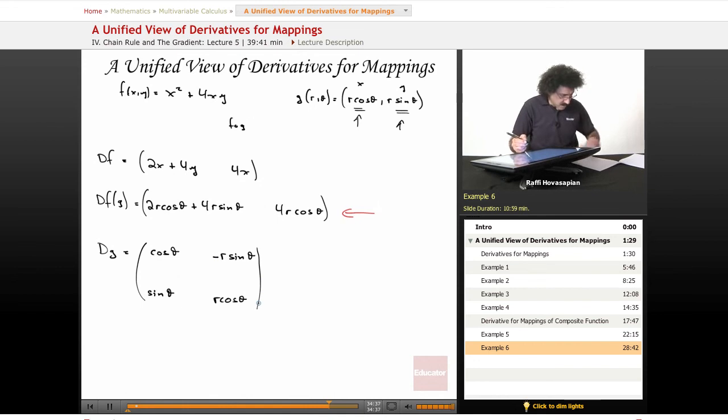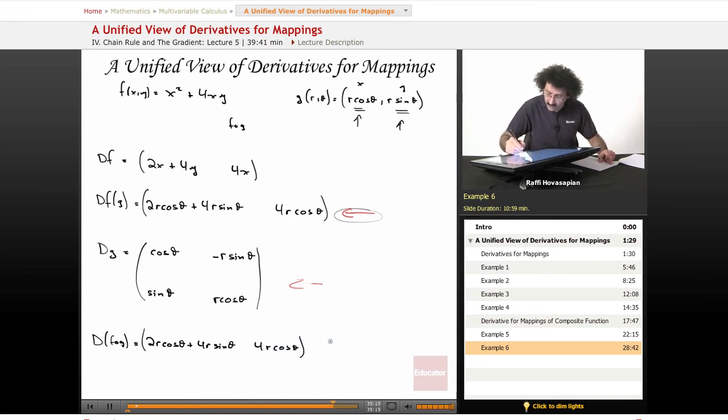There you go. And now we'll go ahead and actually do the multiplication. So the derivative of f of g, the composite function, is just equal to this thing times this thing, in that order. This one goes first. So we'll write 2r cosine theta plus 4r sine theta, and then we'll have 4r cosine theta.